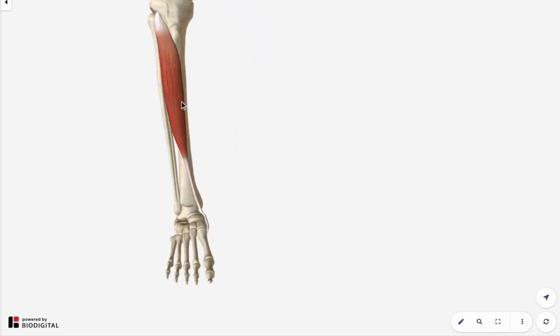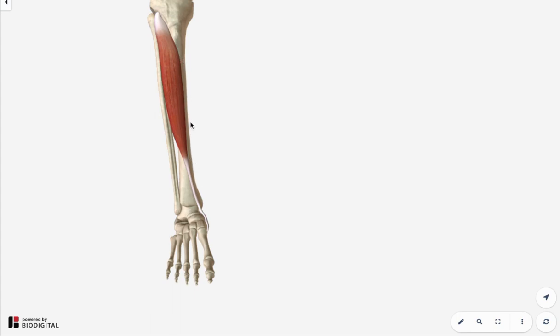So an easy way to remember these muscles is that the tibia is the medial of the two leg bones. So the fibula is lateral, the tibia is medial. So the anterior and posterior tibialis muscles are functionally on the medial side of the leg.